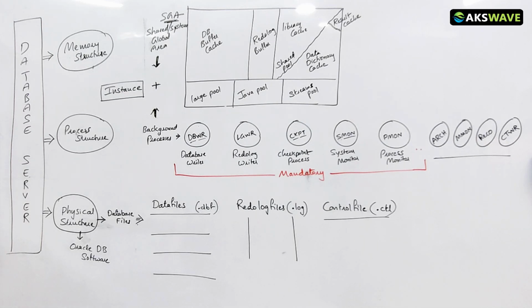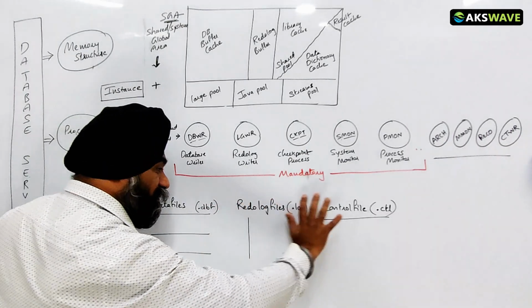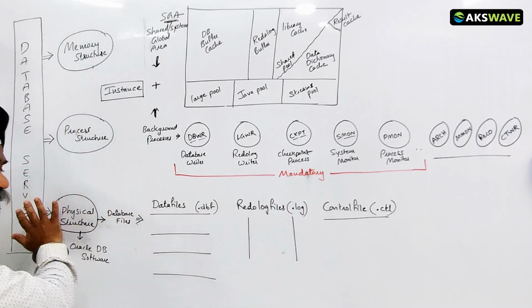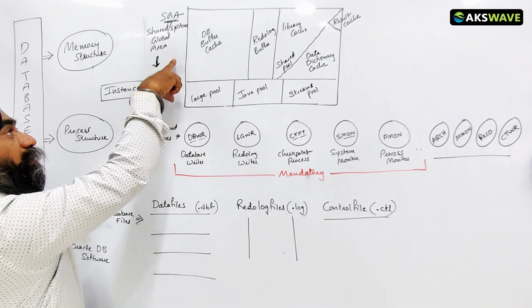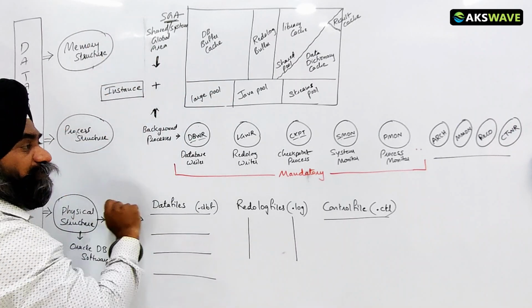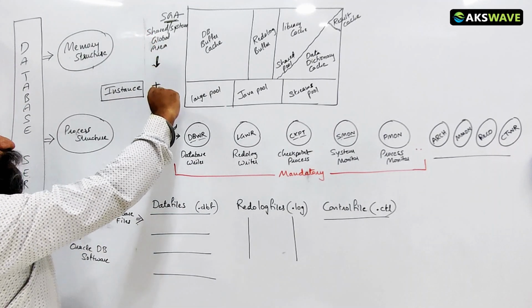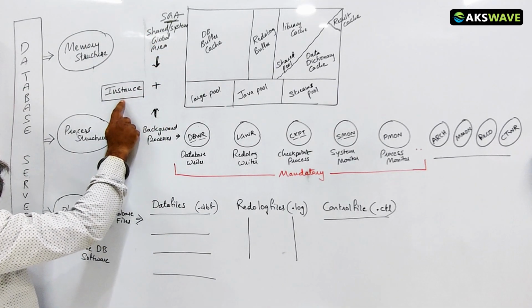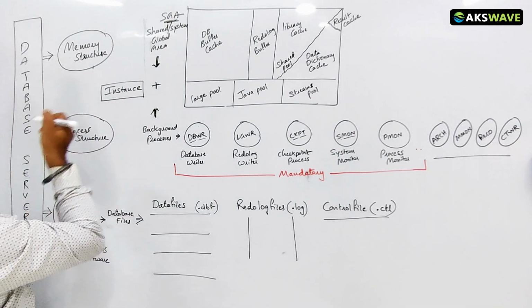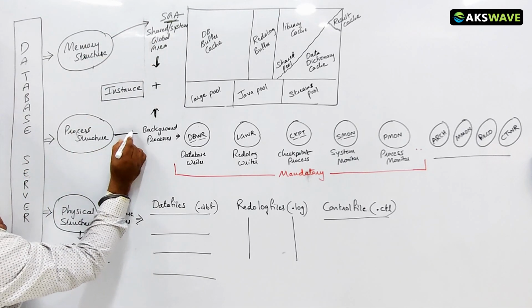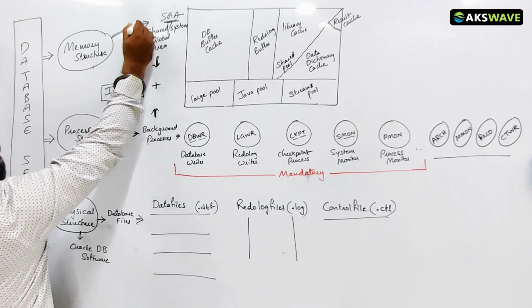A database server consists of three main components. One of the most important is the physical structure, which consists of your database files. All your data is stored in the form of files in the database structure. To work with your data, memory allocation is done, called the SGA. A set of processes gets created, called background processes. SGA plus background processes is called the instance. So the memory structure here is the SGA, and the process structure is the background processes. Is that correct?